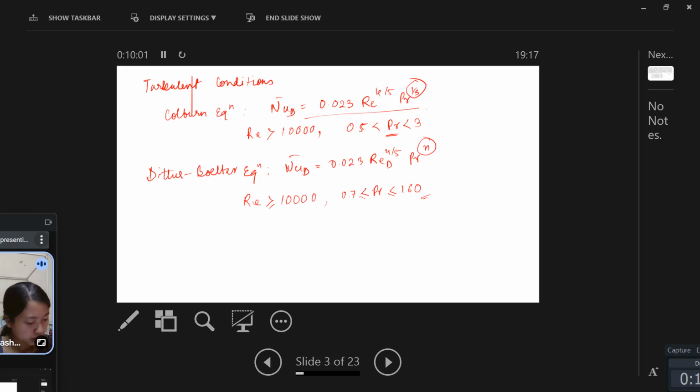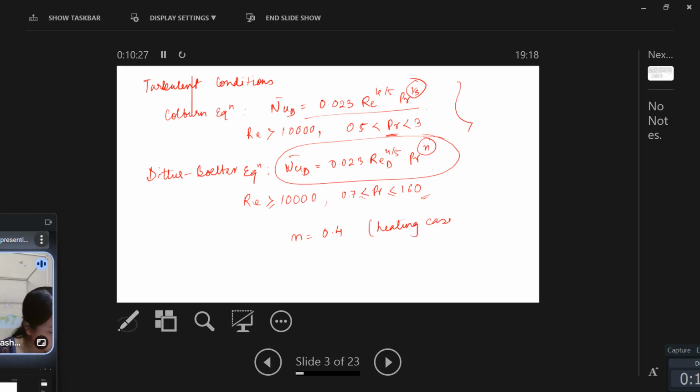Okay, then we can start with the problems. Mainly this will be used in the problems for turbulent conditions. Dittus-Boelter equation, Nu = Pr to the power n, will be used in this condition. n is 0.4 for the heating case.